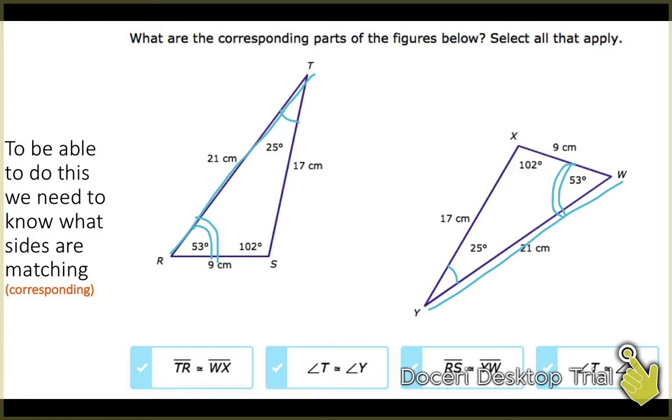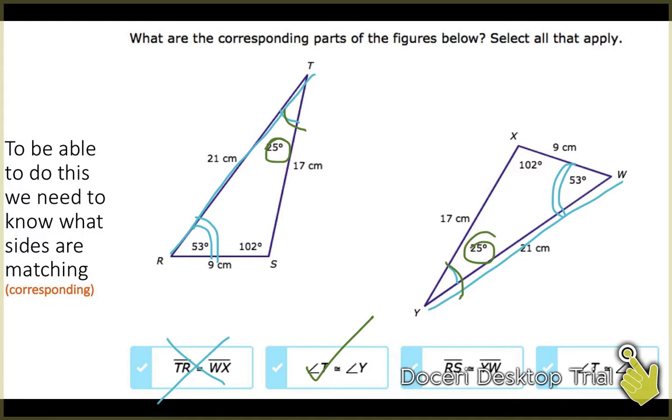Okay, so I'll look at these options. Is TR congruent to WX? So is this side congruent to this side? No, they're not, so I'm going to cross that one out. Is angle T, this angle right here, congruent to angle Y? Well, they're both equal to 25 degrees, so yes, this would be one that I select.